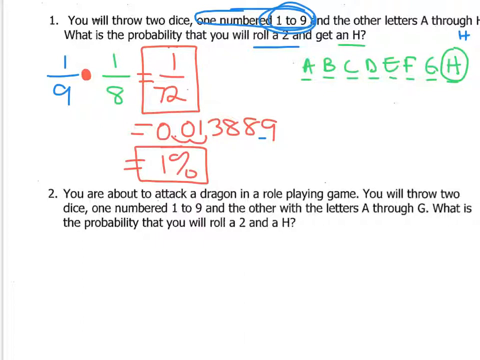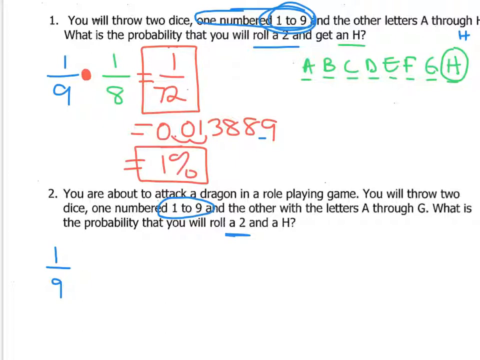So again, we take one event at a time. So the first event, we have this dice numbered 1 through 9. So that means there's 9 total outcomes. And they're asking what the probability is that we get a 2. Well, one side on the dice is going to have a 2. So the probability of getting a 2 on that dice is 1 out of 9.